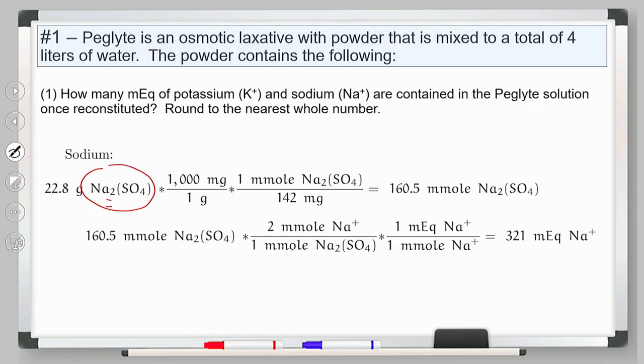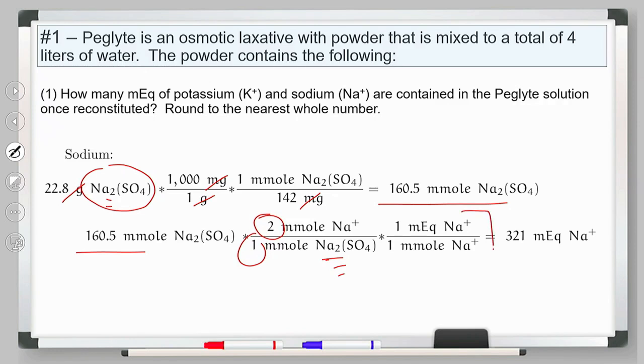So quickly, we start with 22.8 grams. We multiply by 1,000 to get to milligrams. We divide by the molecular weight to get to millimoles. Nothing is different yet. Starting with those number of millimoles, what's different when you look at the millimoles of the parent molecule? When we want to know about sodium, we need to know that there are 2 sodiums for every 1 sodium sulfate, and that comes right off of the formula. You have to look at the formula there. You see where it's Na2. So that's where I got 2 sodiums.